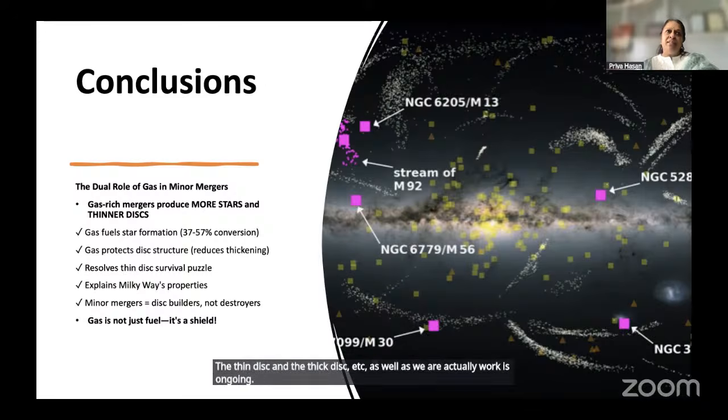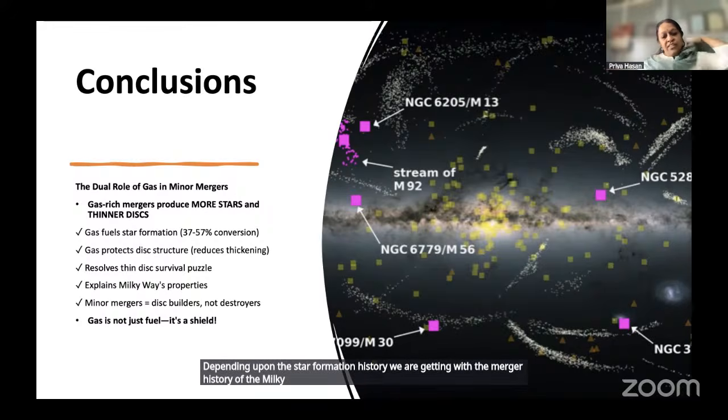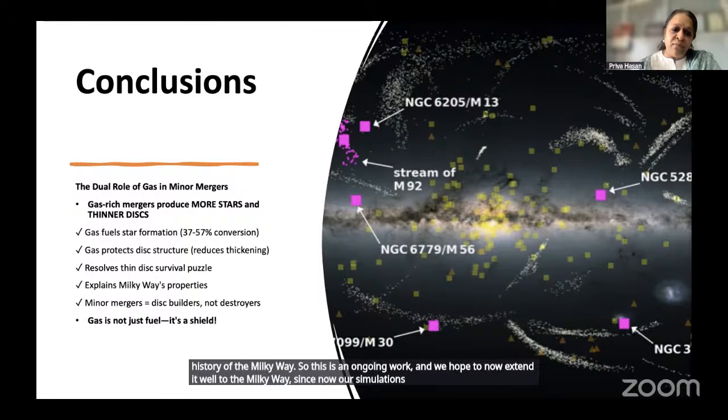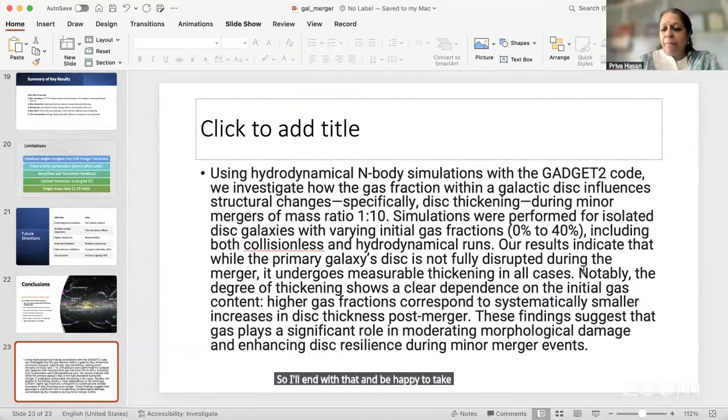We are trying to fit the peaks, the bumps that we are getting in star formation, with the merger history, to see if the gas content values can match the star formation history we are getting with the merger history of the Milky Way. This is ongoing work, and we hope to extend it to the Milky Way, since our simulations are done, and now we would like to correlate this with observational data from Gaia. So I'll end with that and be happy to take questions.